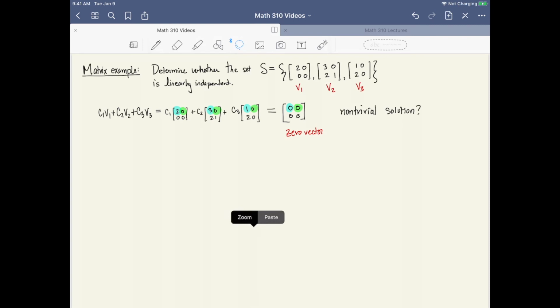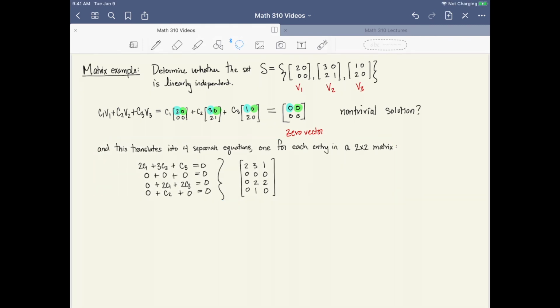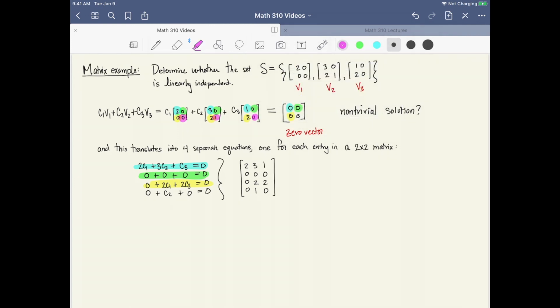So in other words, this all translates into 4 separate equations, one for each entry of these 2 by 2 matrices. I have the blue entries giving me the first equation in my system of equations. The entries in spot 1, 2, which are the green ones, are giving me the second equation. And I have 2 more equations corresponding with the entries in the 2, 1 and 2, 2 spots.